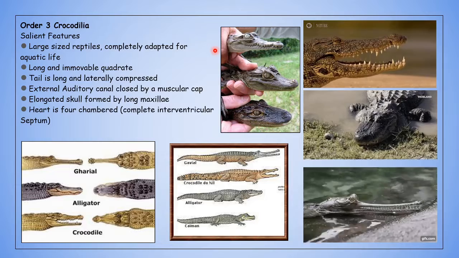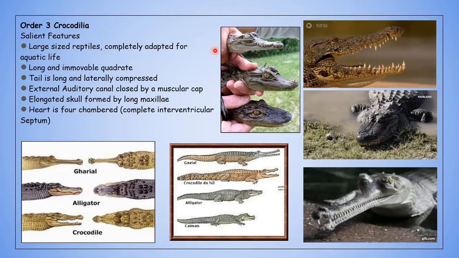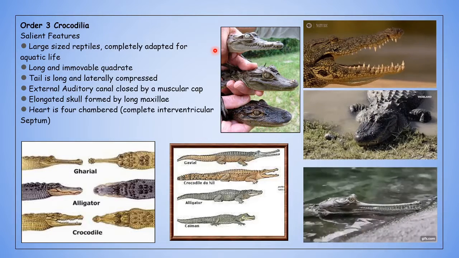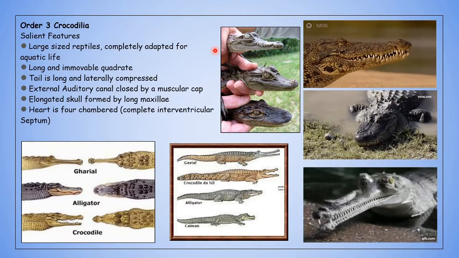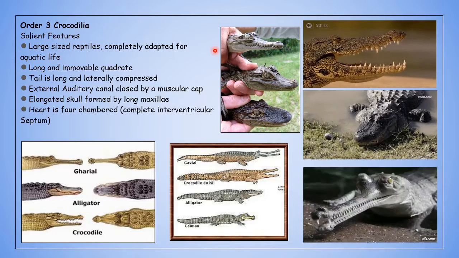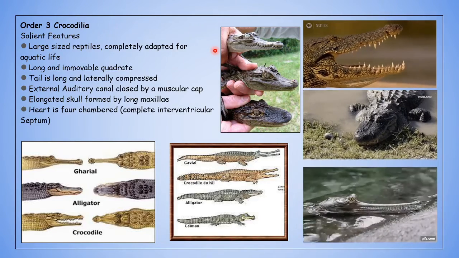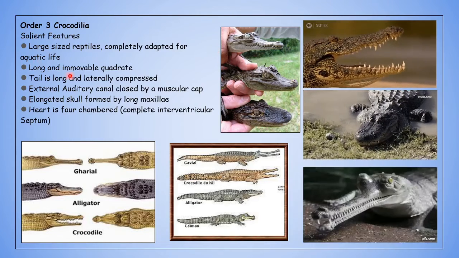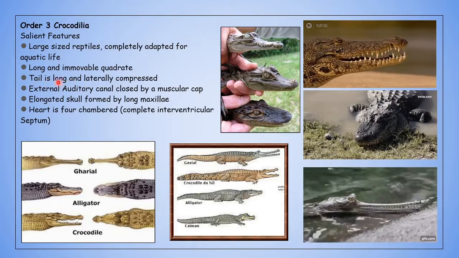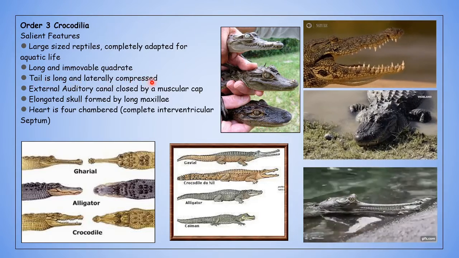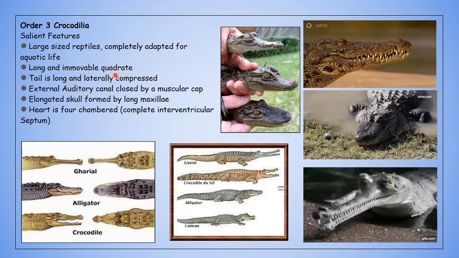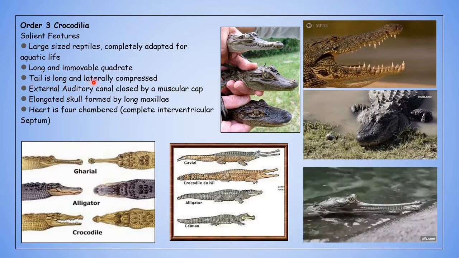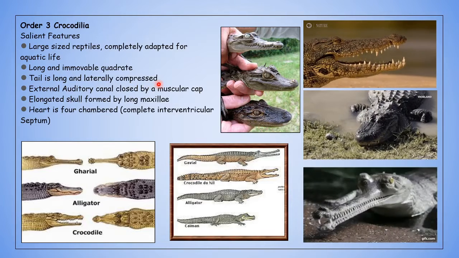So next, moving on to the third order of subclass Diapsida, which is Crocodilia. The salient features of Crocodilia are they are large-sized reptiles, completely adapted for an aquatic mode of life, and they have a long and immovable quadrate. The tail is long and laterally compressed. It is an important weapon and also an important organ, used for swimming as well as an organ of defense.